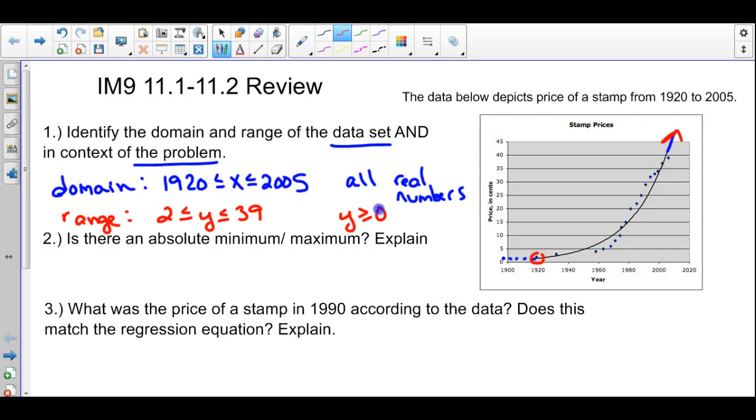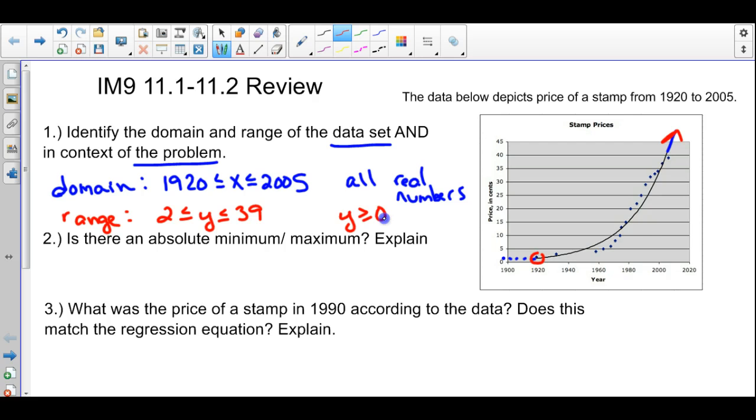Who knows? So in context of the problem, we're really saying let's just look at the big picture. You can't have a negative price, so that's why I'm not going to say all real numbers. But I would say it's greater than or equal to 0, just to establish the fact that 0 does mean a free stamp.